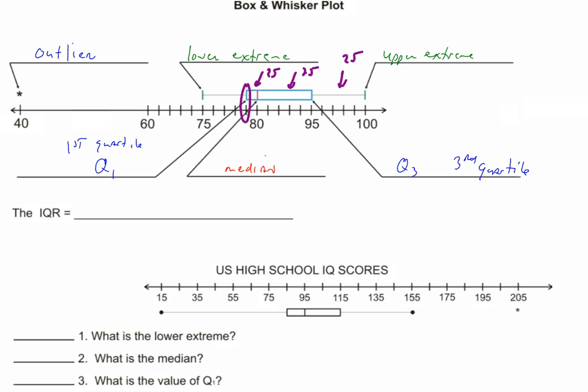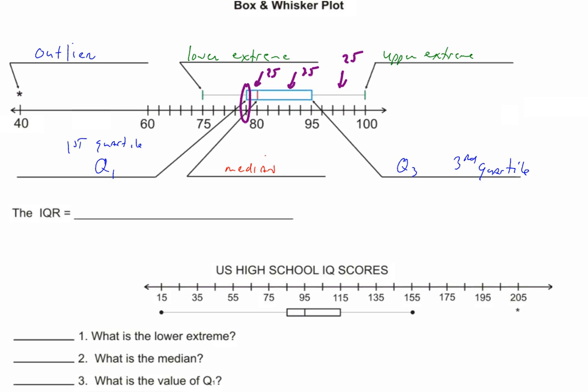I'm telling you, from the first whisker to the line of the box is 25%. From the first line of the box to the median is 25%. From the median to the right line of the box is 25%, and the last whisker is 25%. It's broken up in 25%. That's a really easy question. 75% is greater. What percent of scores are less than 79? 25%. You don't worry about the outlier.